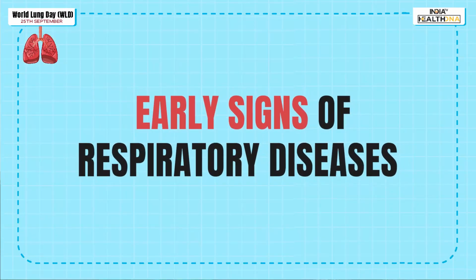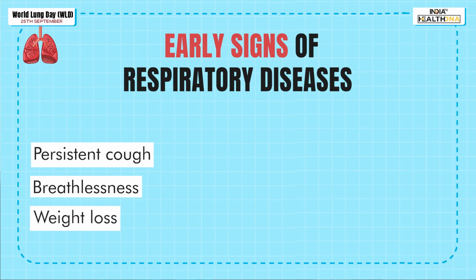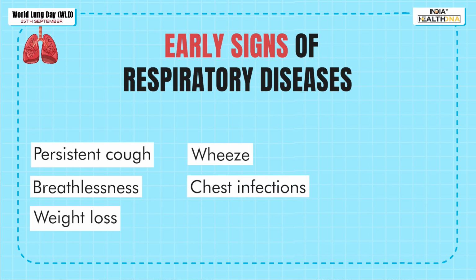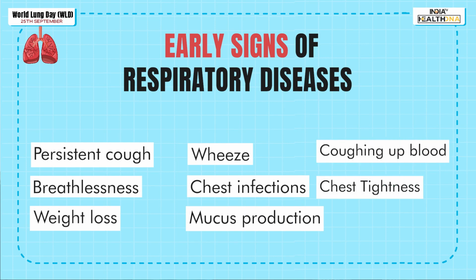So what are the early signs of these respiratory diseases? The commonest symptom of respiratory diseases is a cough which persists more than 2 weeks, or shortness of breath. You may have generalized weakness on exertion. Then you may have blood in the sputum, or a chronic cough with sputum. There may be chest congestion, chest tightness. These are common signs of lung diseases.